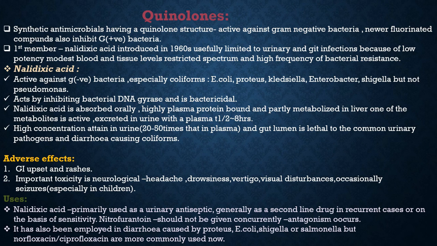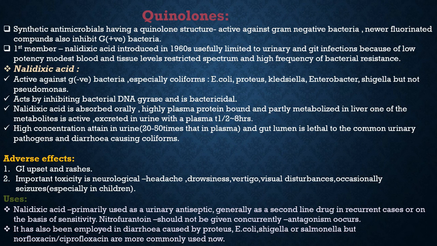Nalidixic acid is active against gram-negative bacteria, especially coliforms, for example E. coli, Proteus, Enterobacter and Shigella, but not Pseudomonas. It acts by inhibiting bacterial DNA gyrase and is bactericidal.